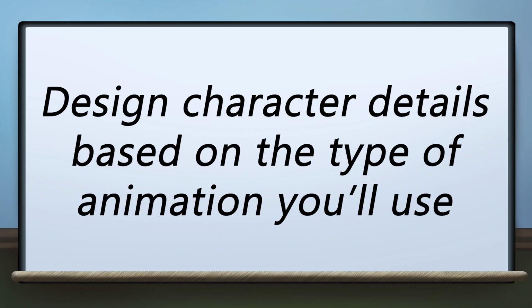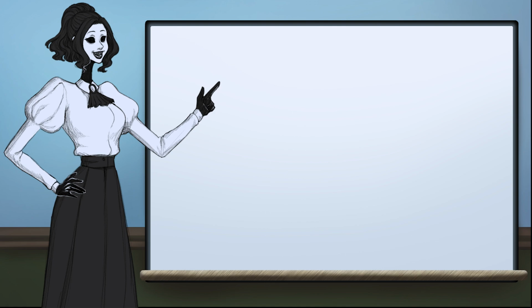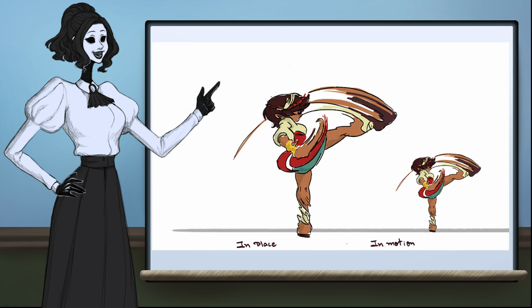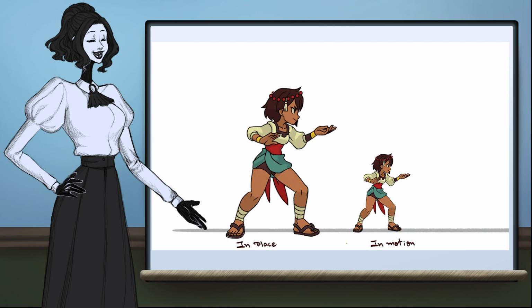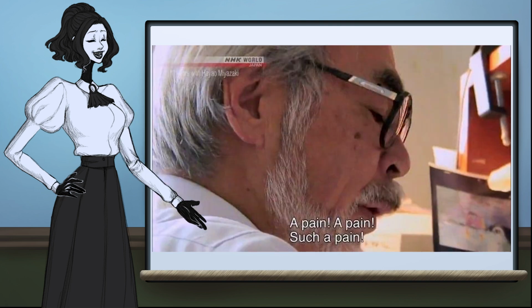Have details in your character design based on the type of animation you'll use. There are a lot of ways to animate a character, so try to have the detail on your character according to the type you're using. For example, if your character is going to be hand animated, drawn frame by frame that is, try to not add a lot of unnecessary details, as it can make it much harder for the animator.